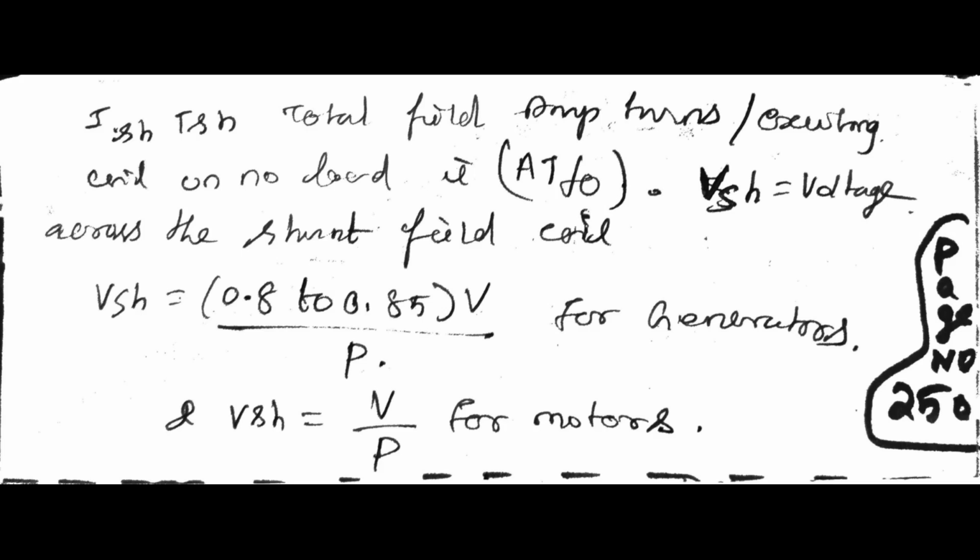Design of field winding. Topic, cross-sectional area of the conductor. ISH and TSH: total field ampere turns per exciting coil on no load, that is ATF naught. VSH is equal to the voltage across the shunt field coil. VSH is equal to 0.8 to 0.85 V divided by P for generators, and VSH is equal to V divided by P for motors.